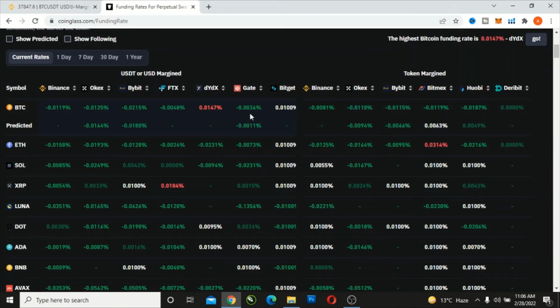If it is in minus, then that means that bears are dominating the market. Who are bears? Bears are those who are taking the market down. If this funding rate is positive on all exchanges, then that means that bulls are dominating the market.